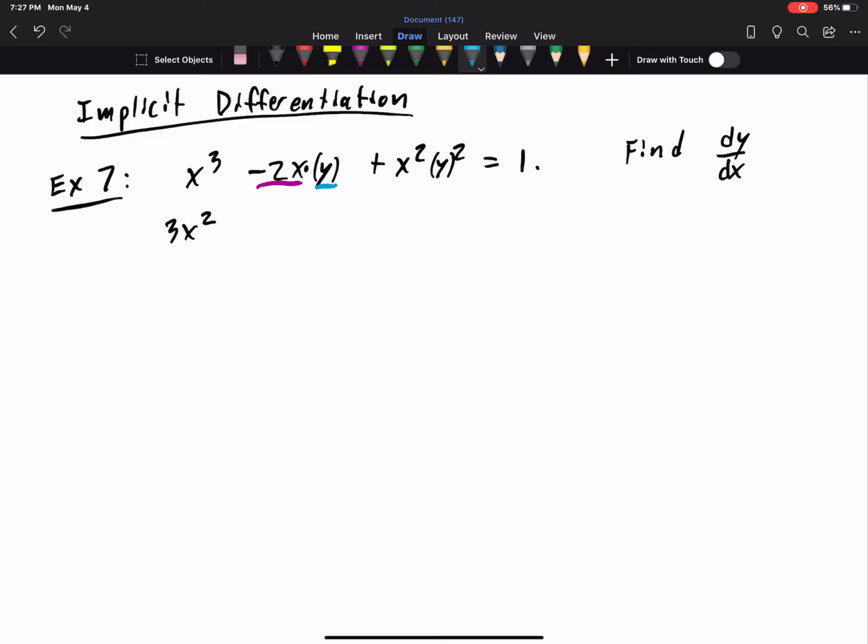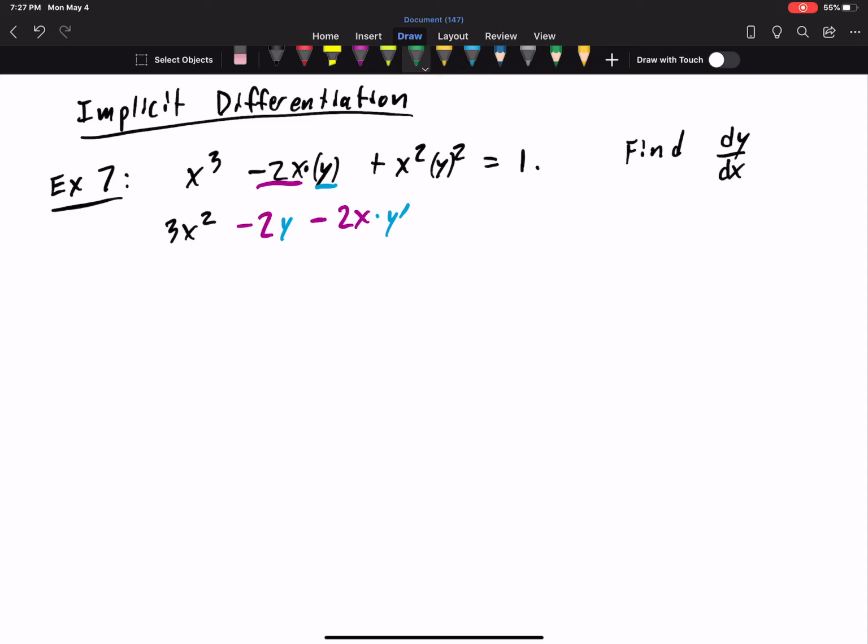So to use the product rule, we derive the first one, the purple one, that gives us minus 2, and we multiply by the second one. We do not change the second one. Then we subtract, or rather, add, but in this case it'll be subtract because the next term is minus 2x times the derivative of y. In this case that is going to be y prime. Sound good? So that handles the second term.